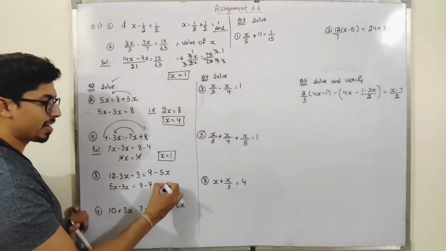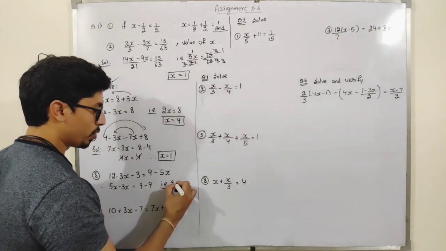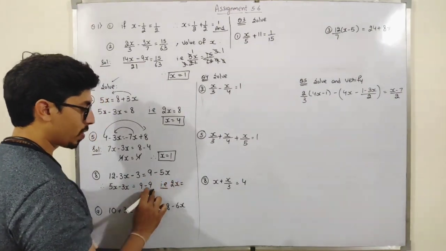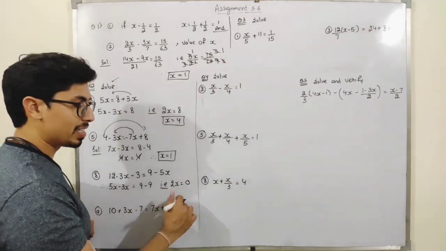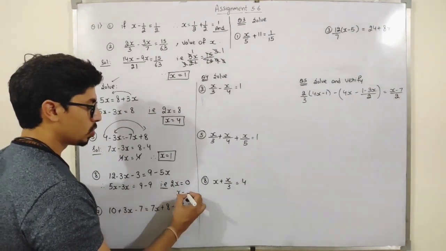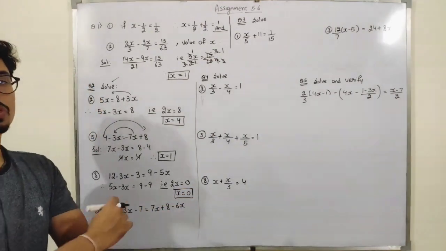Okay, so I can write it like this: 5x minus 3x. 5x minus 3x is 2x, and 2x is equal to 9 minus 9, which is 0. 2 is in multiplication, when it goes to the right hand side it will be in division. So 0 by 2 is 0. So the value of x is 0 now.